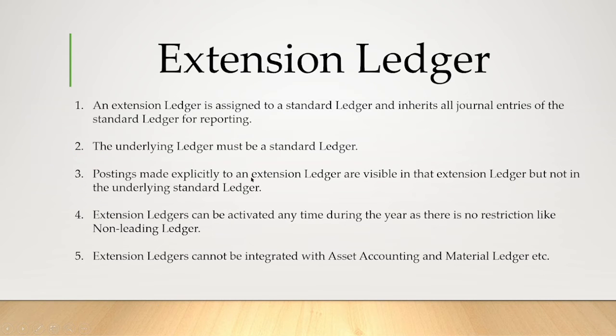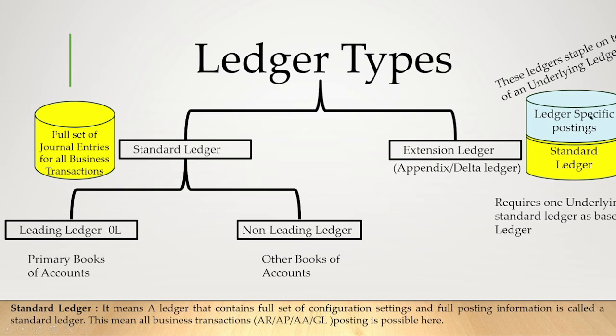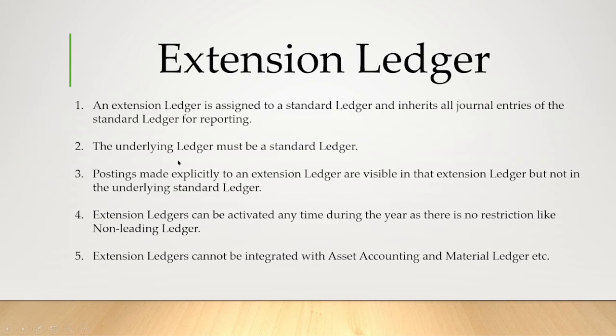Postings made explicitly to an extension ledger are visible in that extension ledger but not in the underlying standard ledger. If you post any transaction here, it will be visible only here. It will not flow to the standard ledger. Extension ledgers can be activated at any time during the year as there are no restrictions like non-leading ledgers. In the case of non-leading ledgers, you can't activate in the middle of the year.